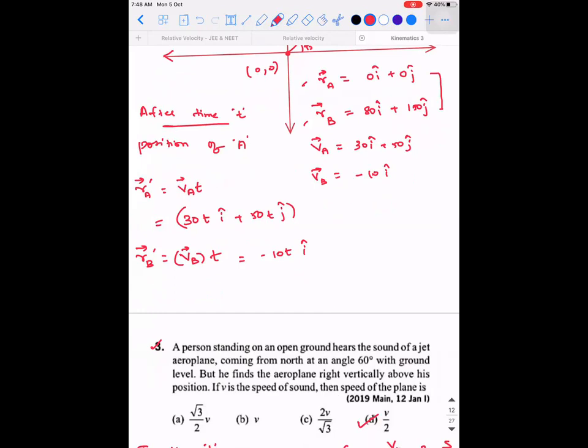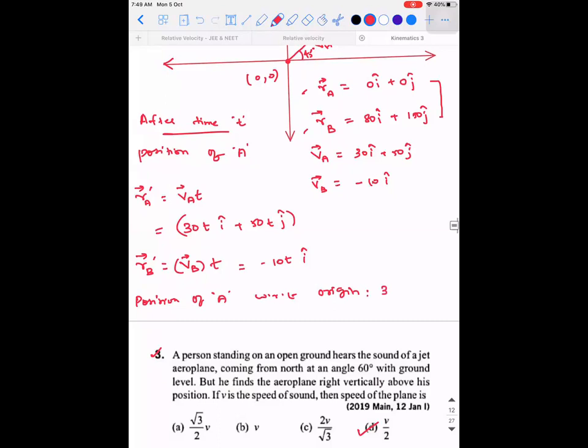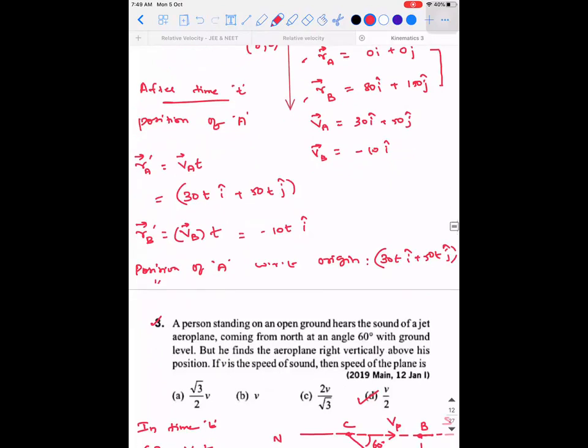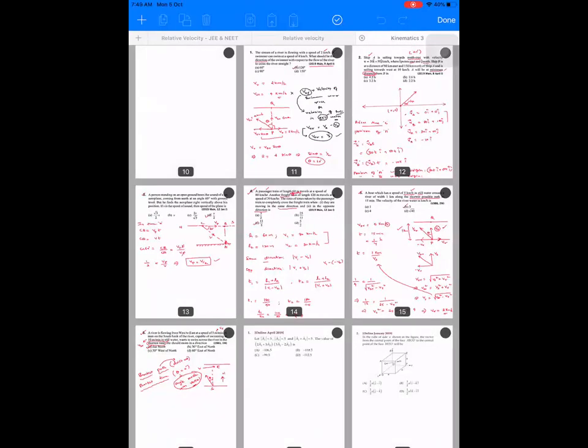Or I'm going to put it in this way. I'm going to refer everything to the origin only. So what is the new position of A with respect to origin? It is still 30T I cap plus 50T J cap. But if you observe, what is the position of B with respect to origin? This is where you need to be careful. Minus 10T I cap.